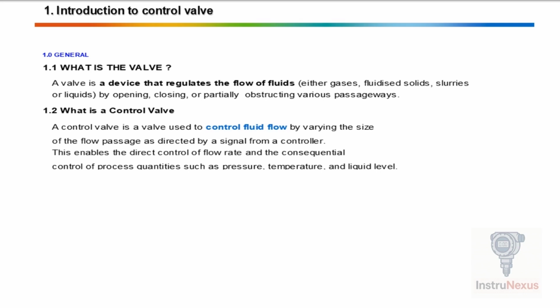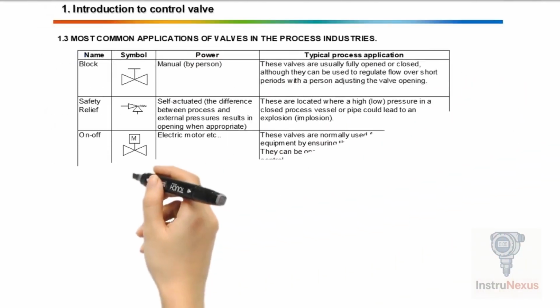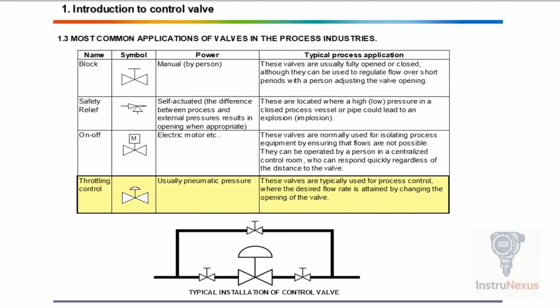This enables the direct control of flow rate and the consequential control of process quantities such as pressure, temperature, and liquid level. The most common applications of valves in the process industries are block valves. It is a manually operated valve. These valves are usually fully opened or closed, although they can be used to regulate flow over short periods with a person adjusting the valve opening.